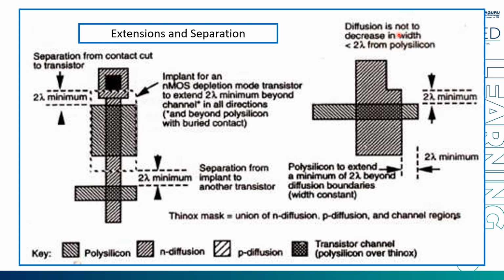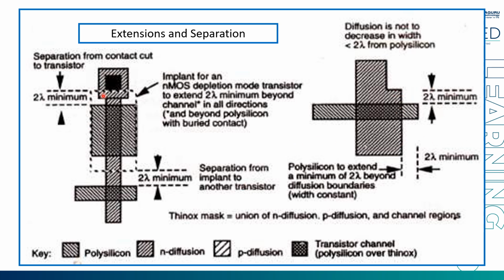Diffusion should not decrease below 2 lambda, minimum 2 lambda has to be here, only then it becomes a transistor. Similarly, if you look at this side, here also minimum 2 lambda has to be there. Wherever you see, minimum 2 lambda has to be there. That is why the minimum size of a transistor is 2 lambda cross 2 lambda. The square in the middle also has to be 2 lambda cross 2 lambda. Extensions also should be minimum 2 lambda.